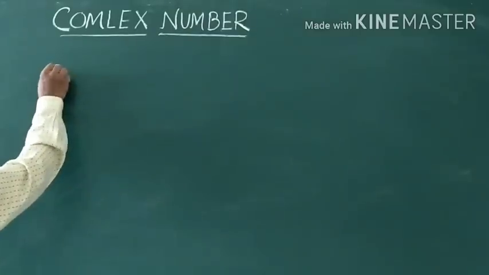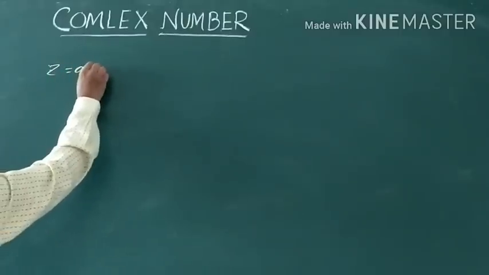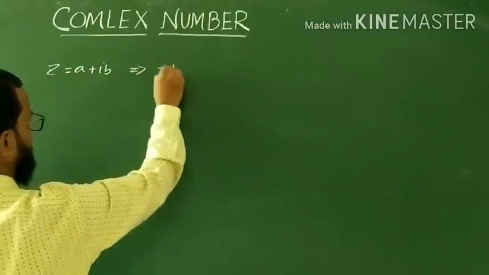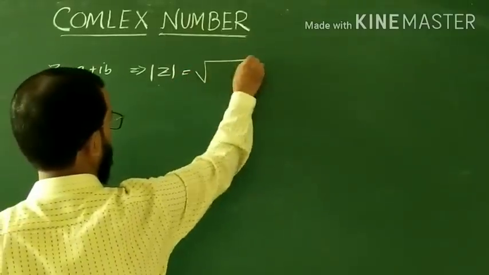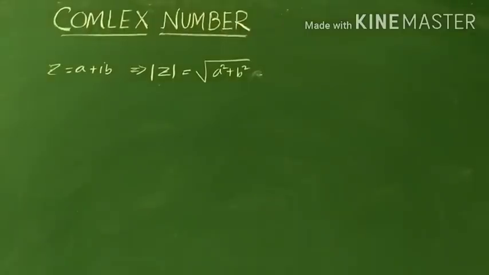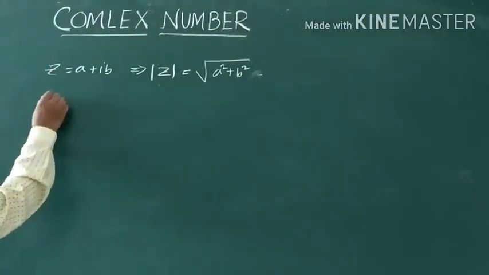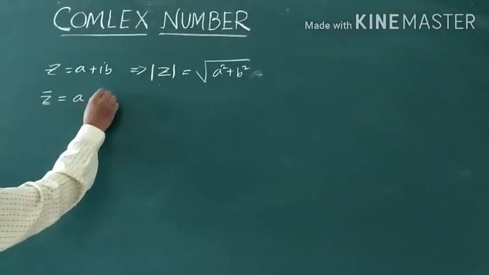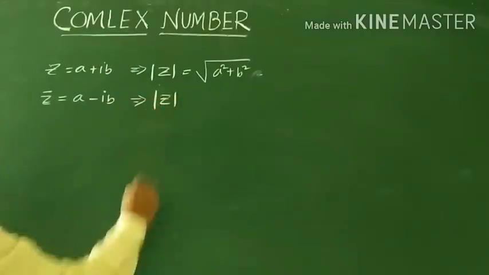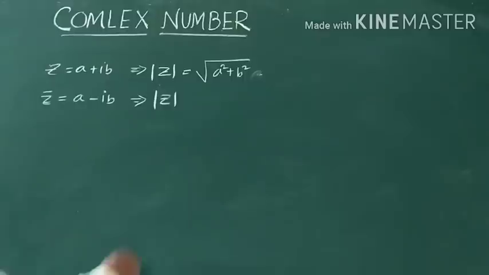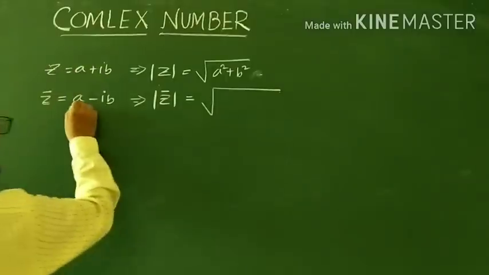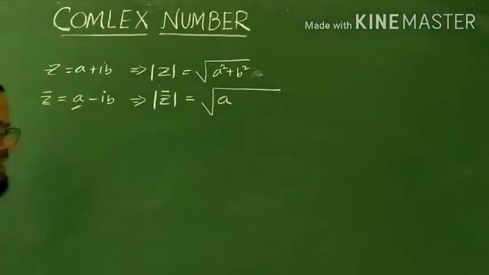Suppose that z is equal to a plus ib is a complex number. So what is the modulus of z? Modulus of z is equal to root over a square plus b square. Okay. Now what is z bar, the conjugate of this complex number? It is a minus ib. ठीक है. Then what is the conjugate of z bar? Conjugate of z bar is equal to root over... real part is what? A. And what is the imaginary part here?